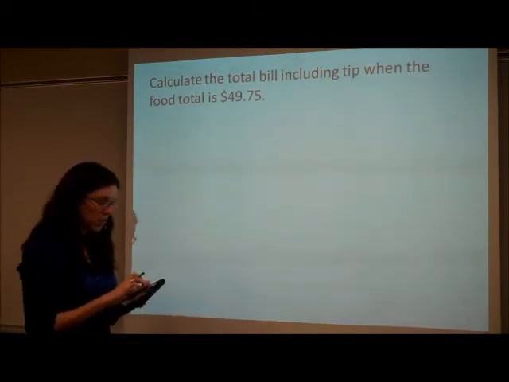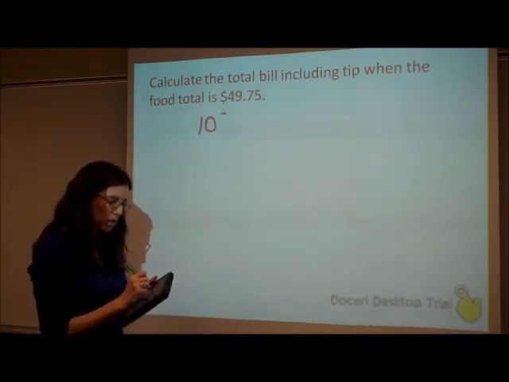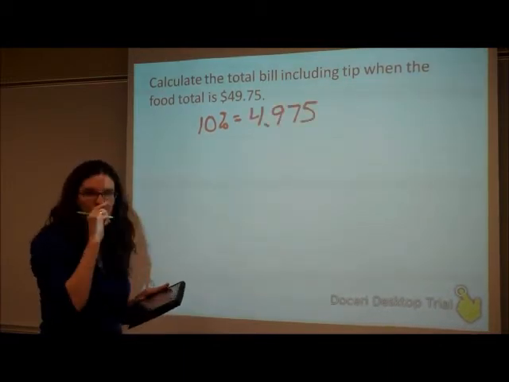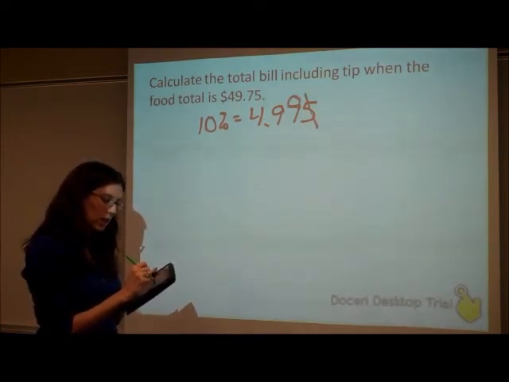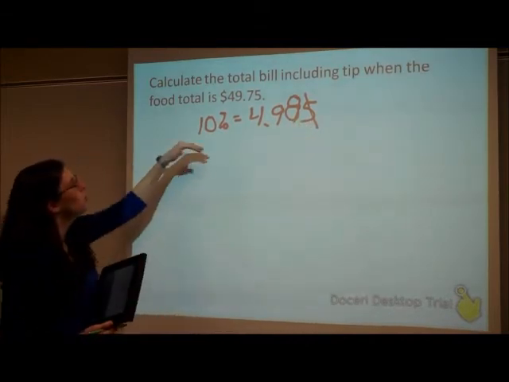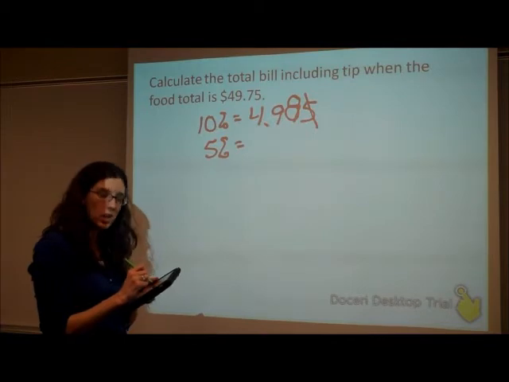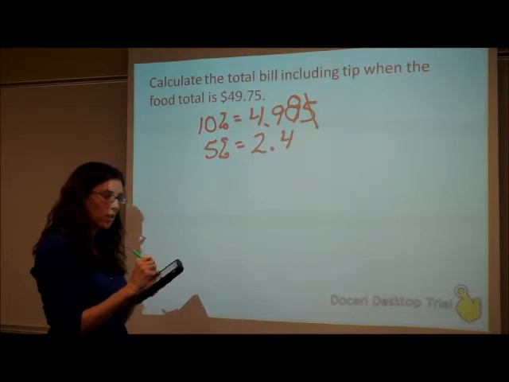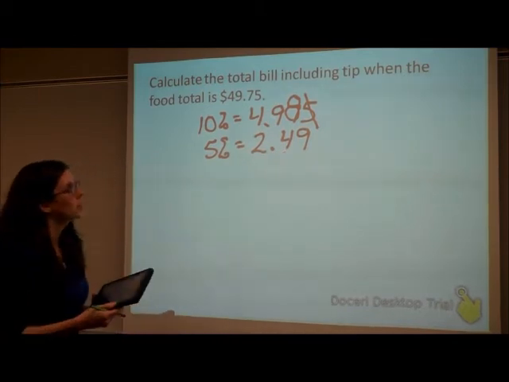So for our 10%, it will be just moving the decimal over once, which would be $4 and then 0.975, which we're going to round that to an 8. Okay, but you always want to kind of over tip, especially since this was a 5. So 10% would be $4.98. Well, half of that would be $2.49. Okay? So half of this is $2.49.